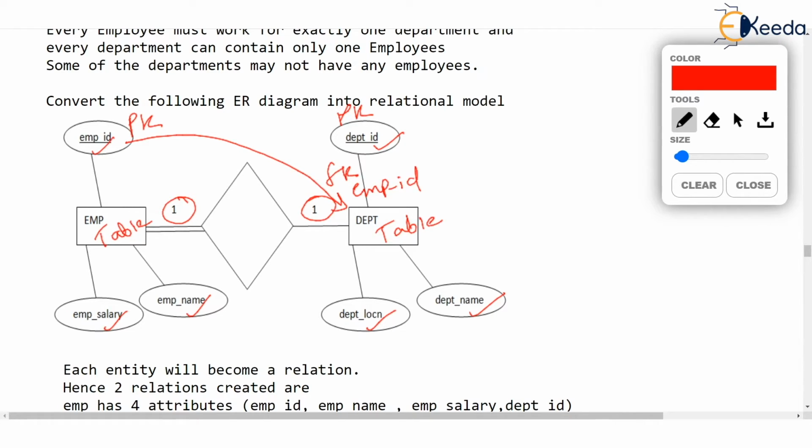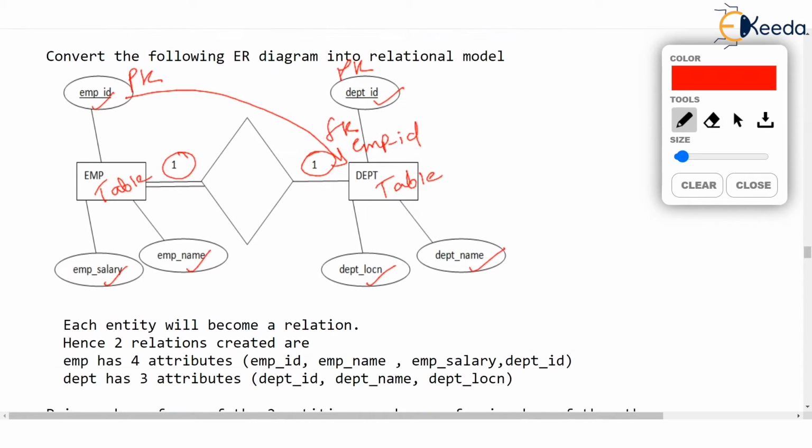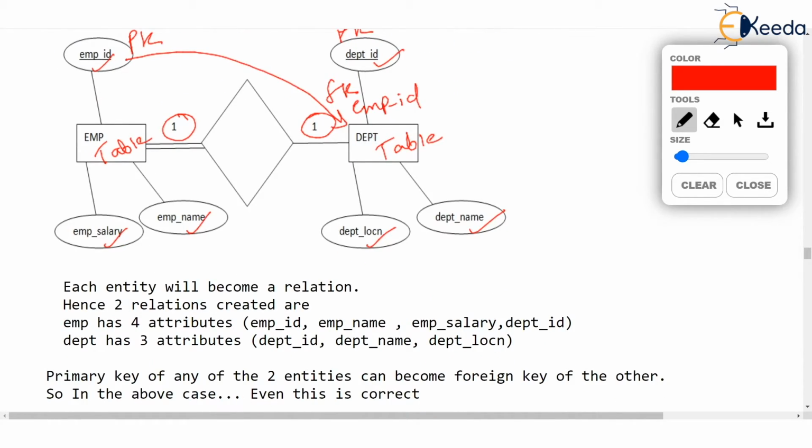That means in a one-to-one relation, you can put the primary key of any side as the foreign key of the other side. Just check the text that I have written. Each entity will become a relation, obviously, so two relations are created. EMP has four attributes: EMP ID, EMP name, EMP salary, and DPT ID. This is the foreign key, which we have borrowed from the department table, which will still have three attributes: department ID, department name, department location.